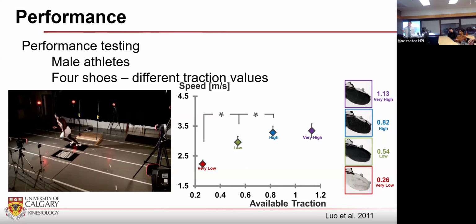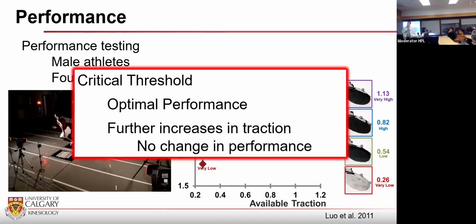Going from high to very high though, when we compare that result, there was no significant effect on the athlete's maximum running speed. So the performance of these 2 athletes, even though we had a substantial increase in traction, was the same, so there was no change. The researchers concluded that there was a critical threshold in terms of traction and performance. So once you pass the threshold, you've achieved optimal performance. And no matter how much you increase the traction of your shoe, you're not going to further increase your performance. You've reached that threshold.